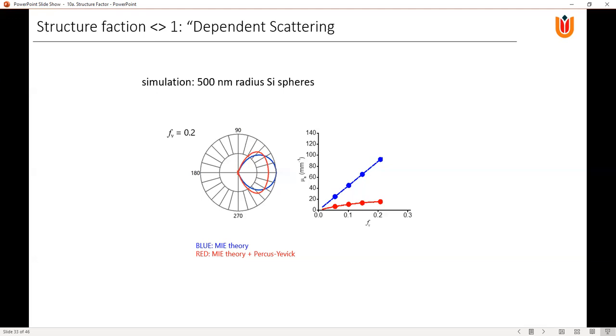Then for the phase function, for the polar plot, so for the distribution, let's call it the distribution of the light over the different angles. What do you notice there?